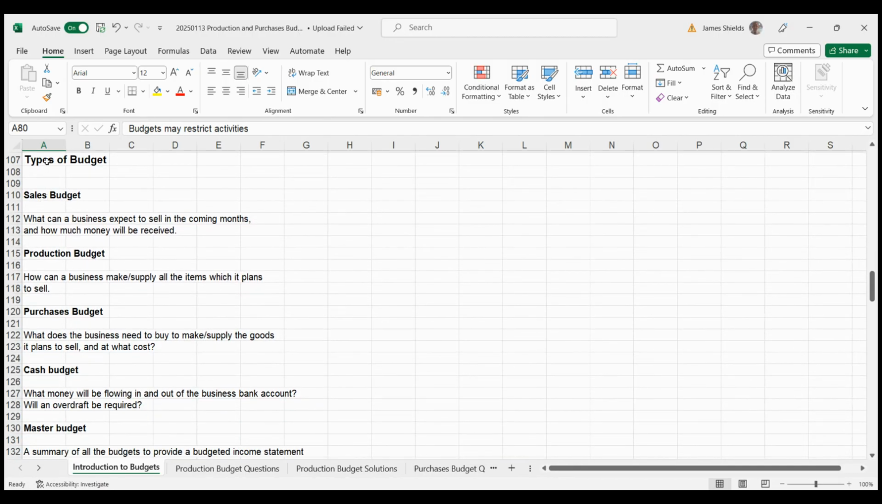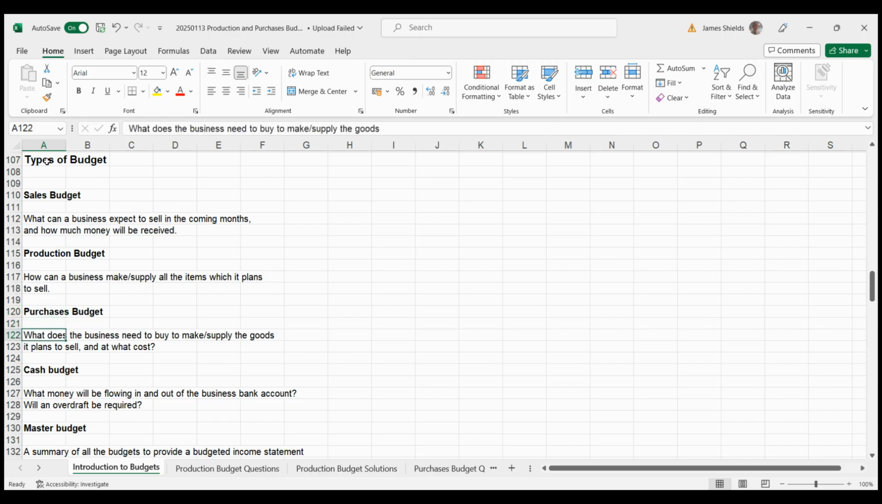Right, types of budgets. So the sales budget. What can a business expect to sell in the coming months and how much money will be received? Production budget. How can a business make or supply all the items which it plans to sell?